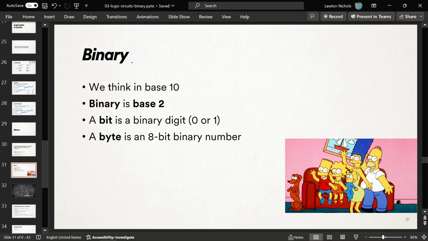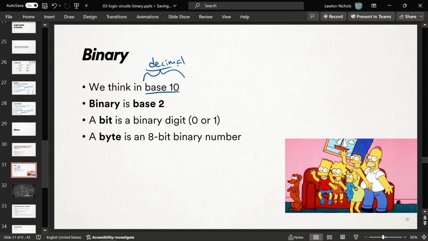Here's the last slide I want to show us today. So binary is a new number system. All right, so let's talk about our own number system first. Our number system is called base 10. That's what we think in as humans. It's called the decimal number system. Hopefully you've heard that word before. So our numbers are decimal numbers. And that means it's also called base 10 for a reason.